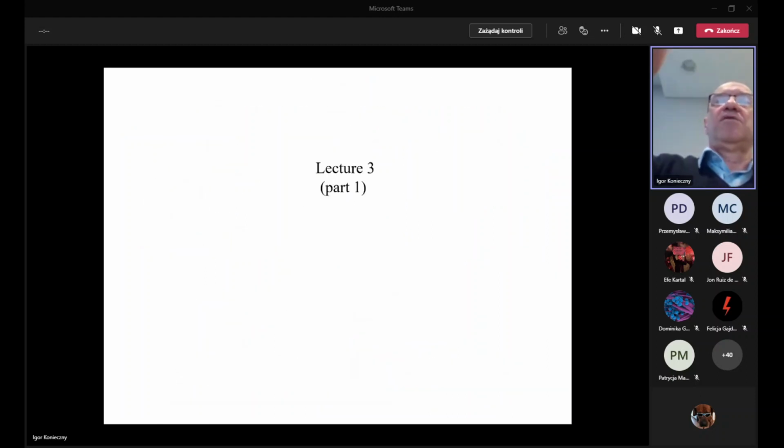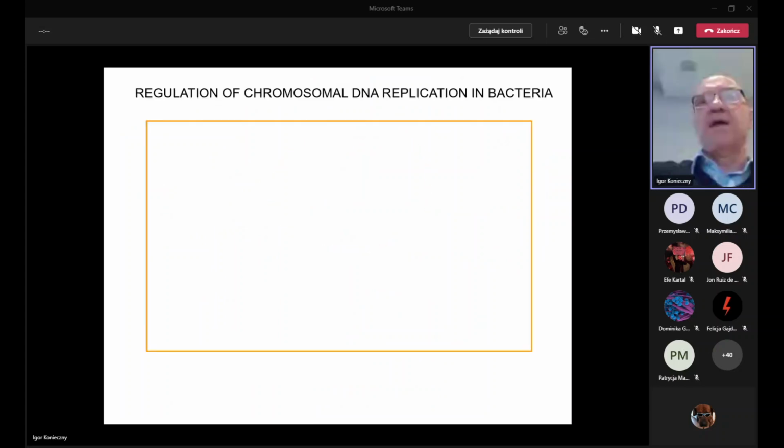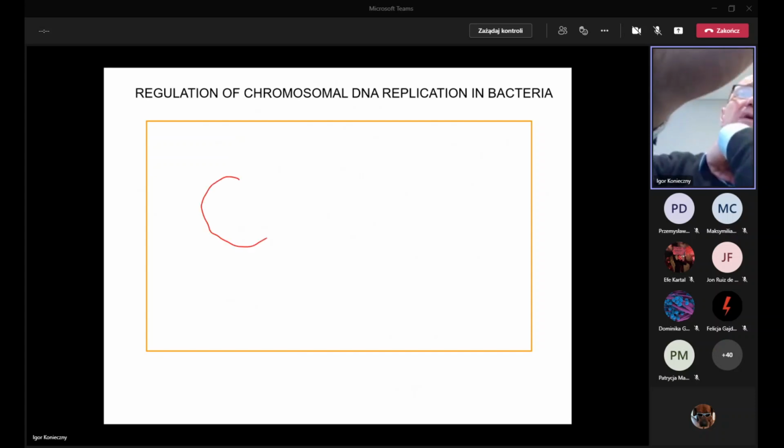Okay, so let's move to today's lecture, and at the beginning a few words about the regulation of chromosomal and plasmid DNA replication in bacteria. And as the replicon model says, again, the same situation: the gene, the protein, and the interaction.